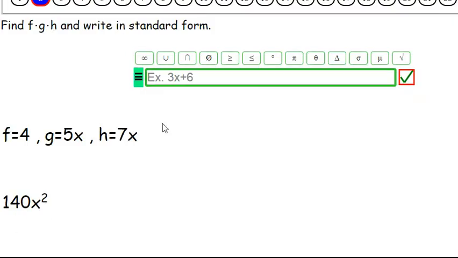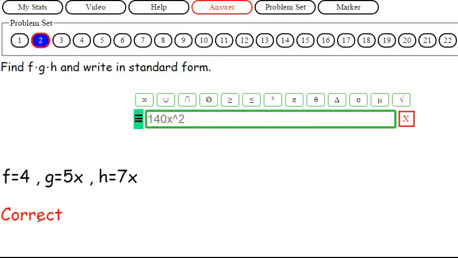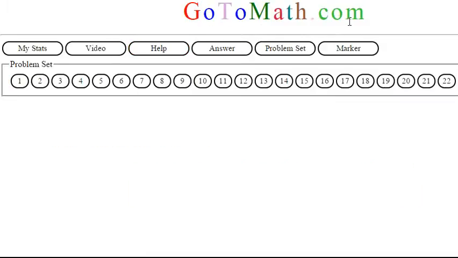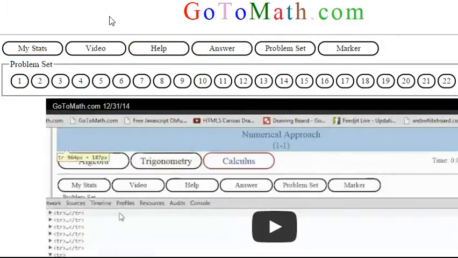140x squared, making sure that's all good. 140x squared. Alright, correct. Okay. So we're over here at gotomath.com practicing, and I'll see you there.